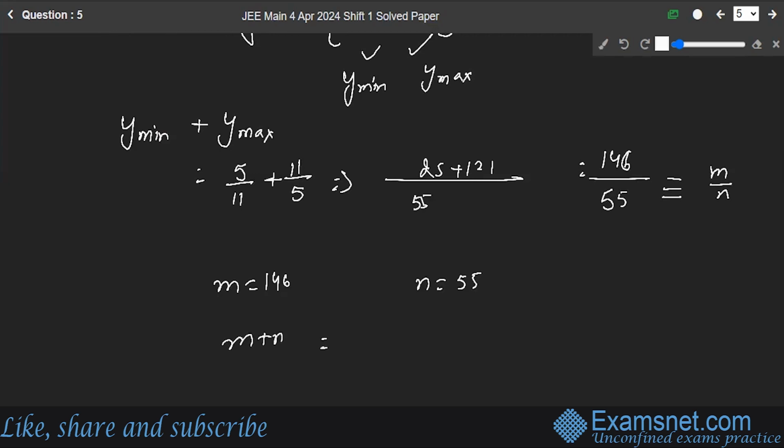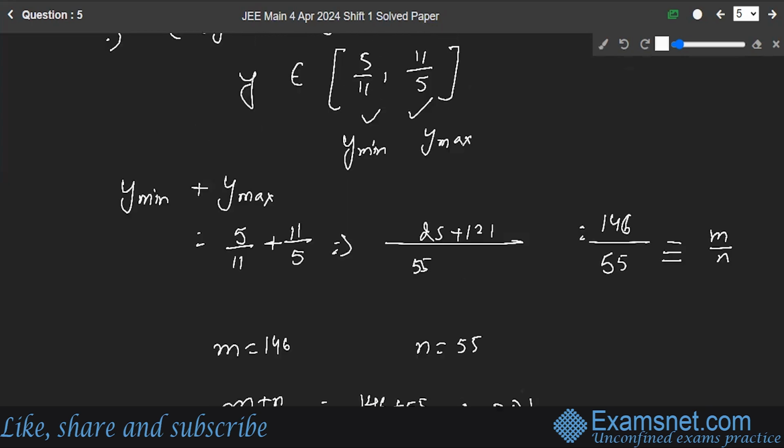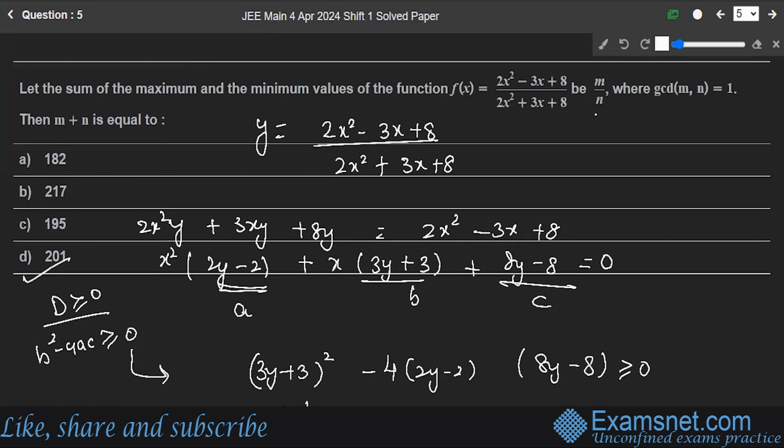Let's add both of them. You will get 201. So this is the answer to the question, D option. Hope you got that. Let's move to the next question.